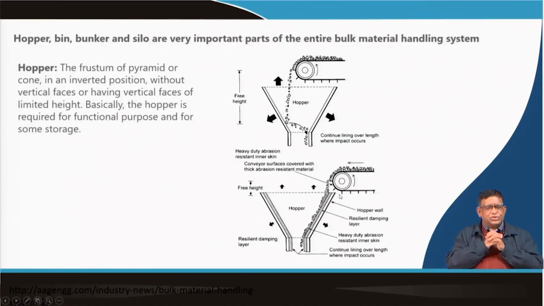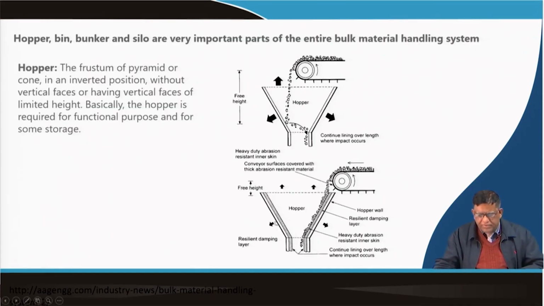Now, just to recapitulate, we have talked about the hopper, bin and bunker, which are a part of our storage system. If you remember, the hopper is a funnel shaped thing which receives the bulk material, and then allows it to go to the next appliance or next processing equipment.